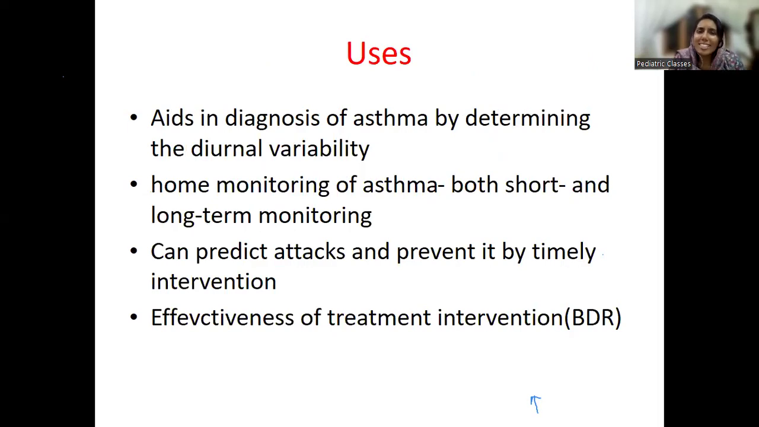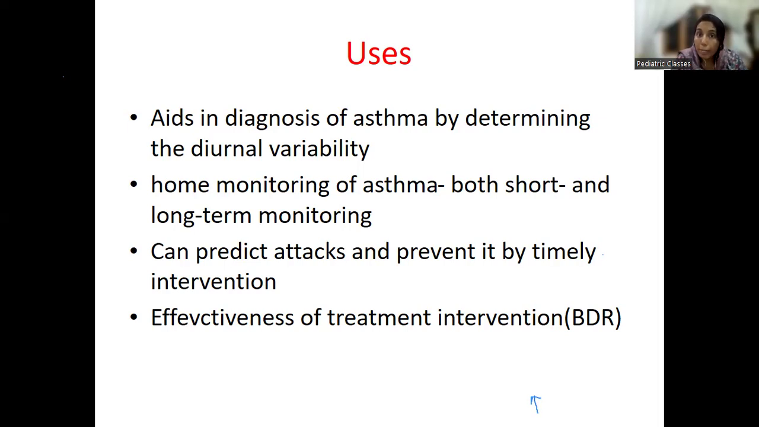Now what exactly are the uses of the peak expiratory flow rate? We have been discussing it again and again. It helps in the diagnosis of asthma by determining diurnal variability. I repeat again, it is more than 10% in adults and more than 13% in children according to GINA 2023, and according to the NICE guidelines, it is more than 20%. It also helps in home monitoring of asthma, both short-term and long-term.